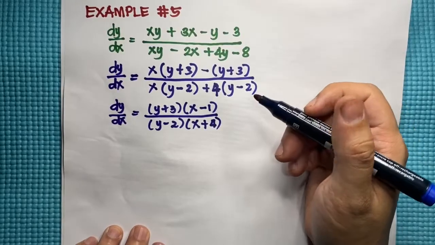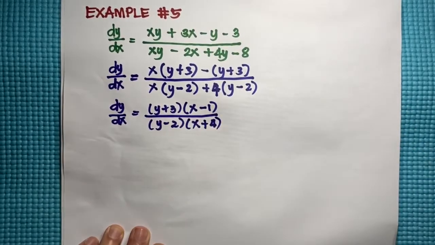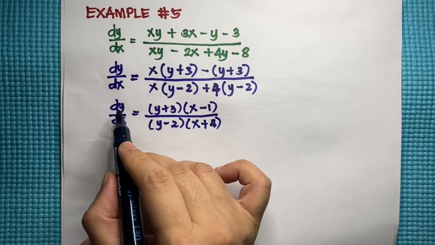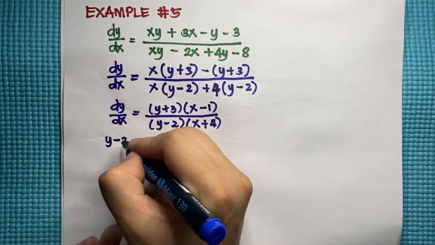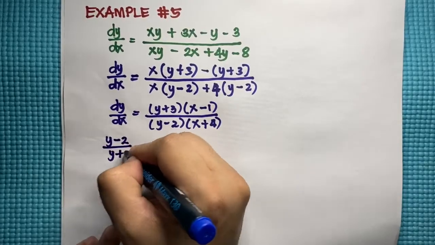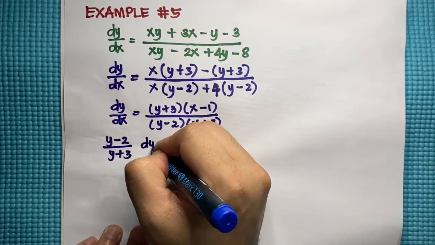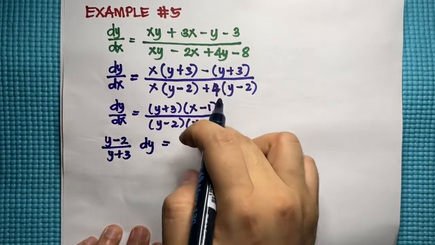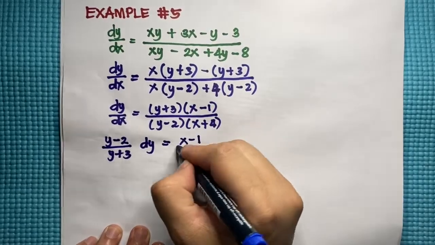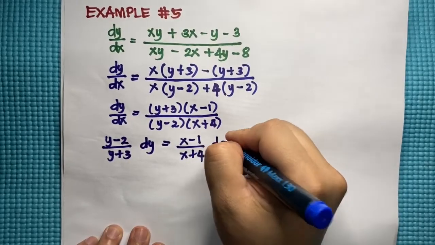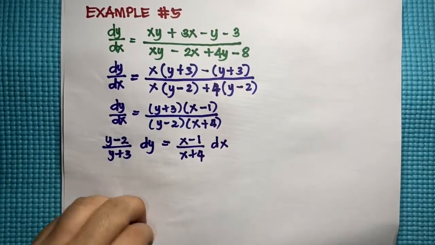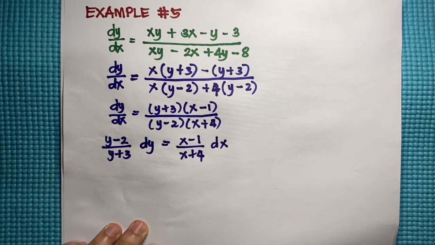So using the separable equation, we can separate y from x, and our y minus 2 will become our numerator divided with y plus 3, multiplied with dy, and that would be equal to, retaining the x minus 1 all over x plus 4, and then transposing dx, giving us x minus 1 all over x plus 4, multiplied with dx. And now we will integrate both sides.